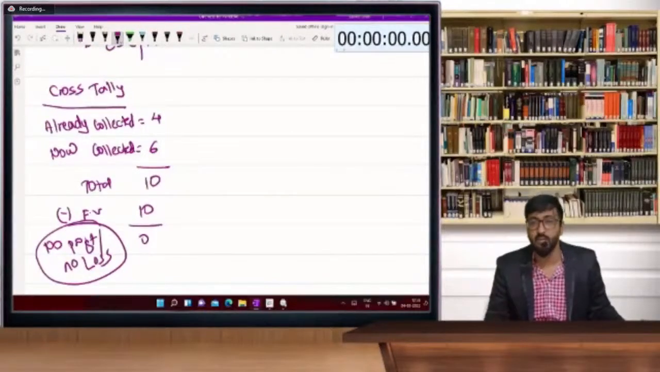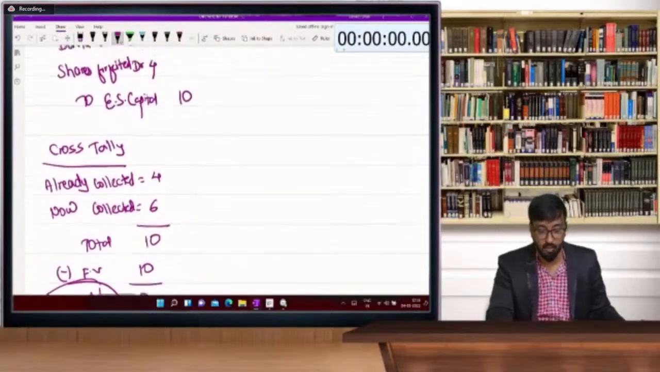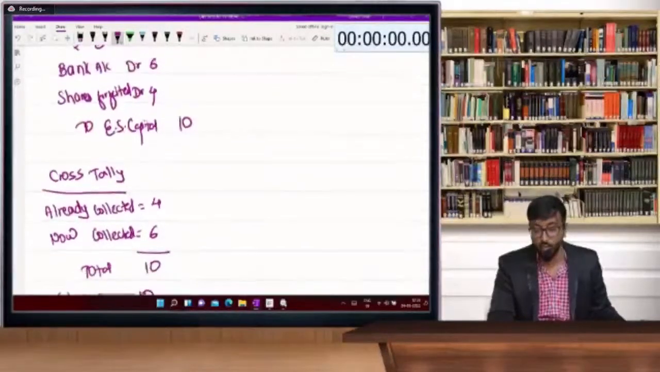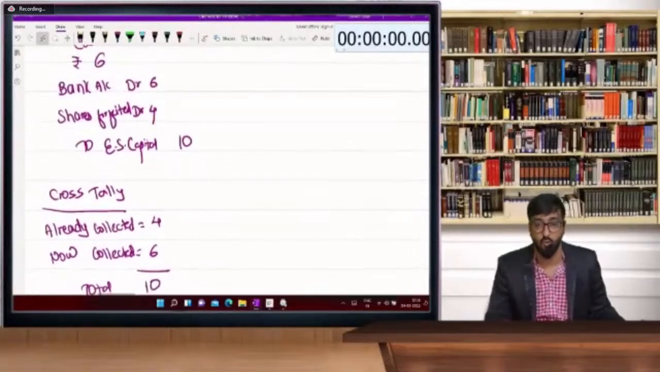Loss we'll never get, because shares are not allowed at discount. So beta, you have to sell it at minimum ₹6. If you sell it at 5, it's not allowed as per Company Act. So the question of loss does not arise. So no profit, no loss, 0. You already collected 4 and now you collected 6. So total is 10, face value 10, and 0.